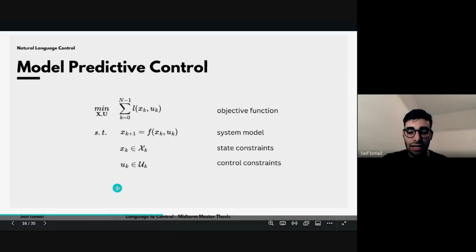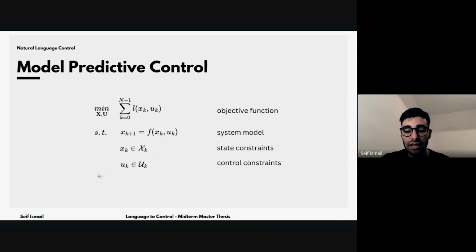So you can input state constraints and say, okay, stay at this distance from that object that I want to avoid. And you can also do this for the control constraints. So you can say, okay, my motors can apply only a maximum of 10 Newton of torque, so don't do more than that because it's going to break.